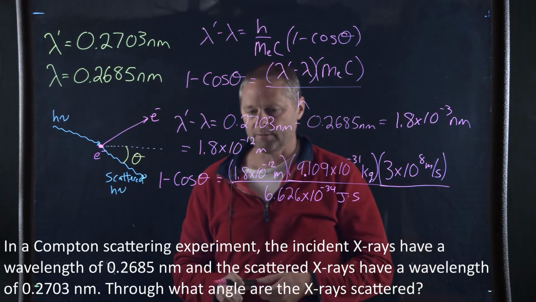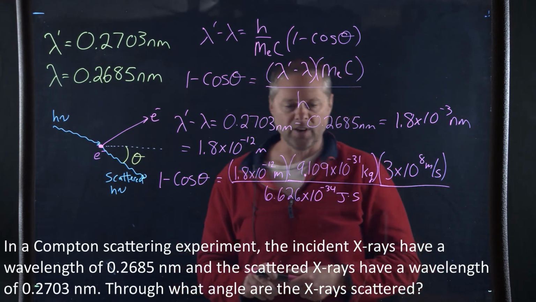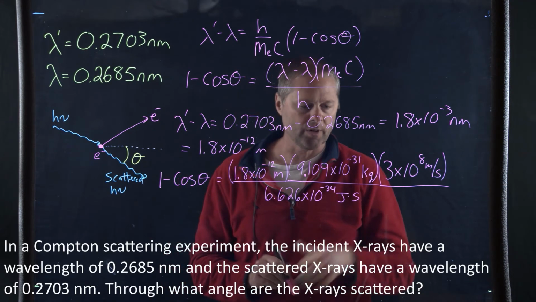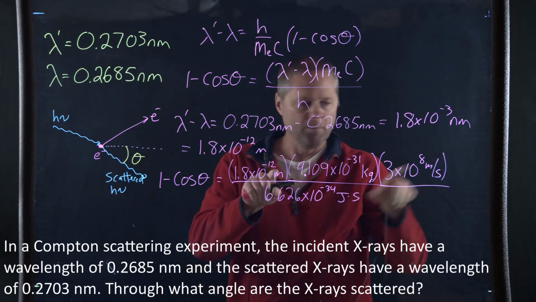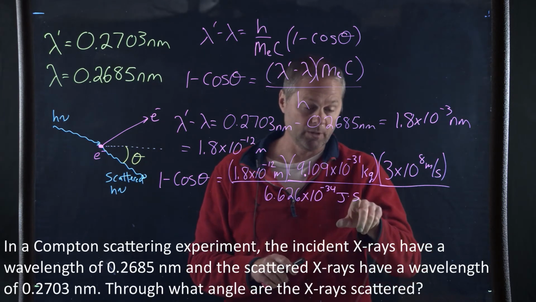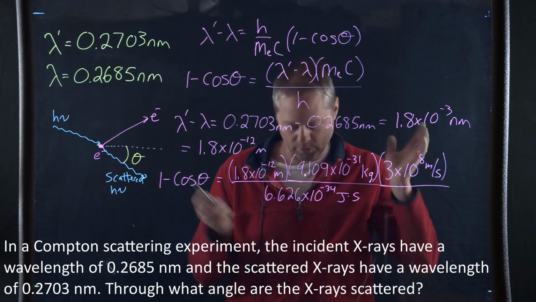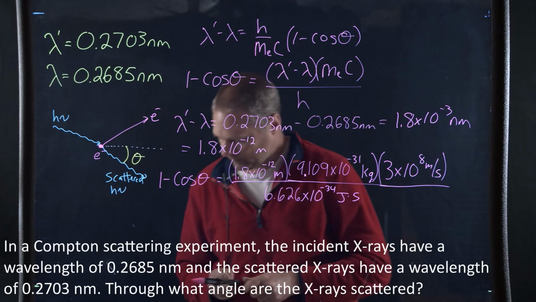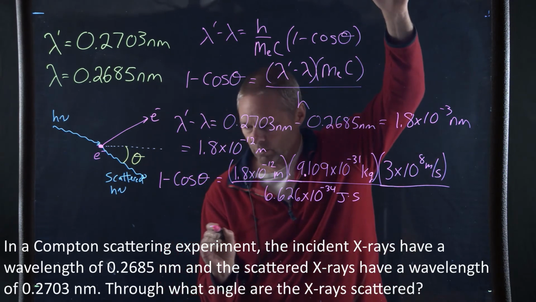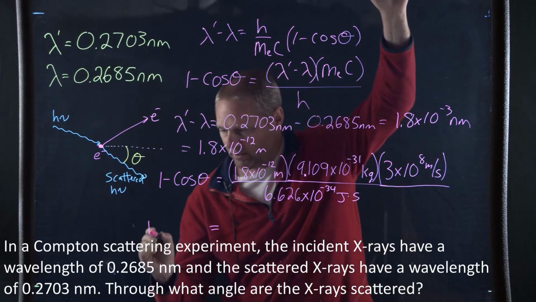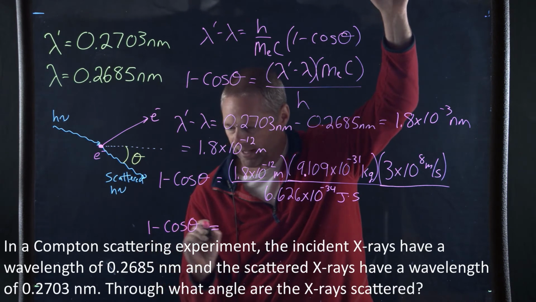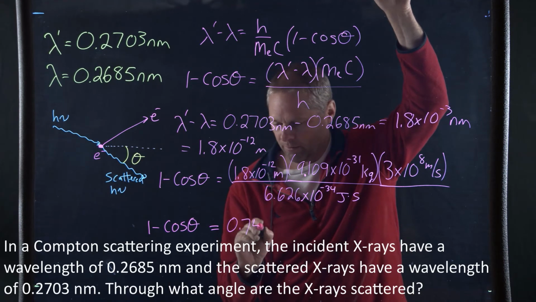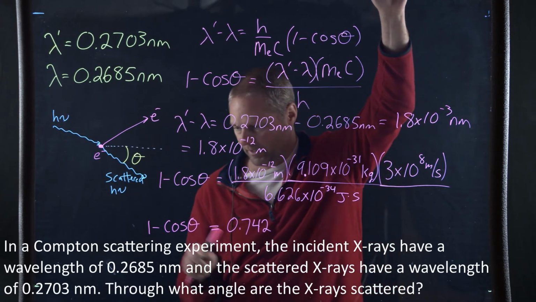All right, joule second. All these units are going to cancel out. Simply remember the joule is a kilogram meter squared per second squared. So the kilogram will cancel, the meters will cancel, and the per second will cancel with the per second. So you end up getting a unitless number here. And 1 minus cosine theta is equal to 0.7442.